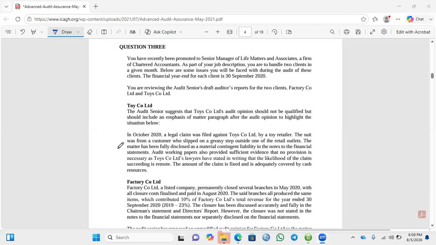For Toys Company Limited, the audit senior suggests that the audit opinion should be qualified, but should include an emphasis of matter paragraph after the audit opinion to highlight the situation below. In October 2020, a legal claim was filed against Toys Company Limited by a toy retailer. The suit was from a customer who slipped on a greasy step outside one of the retail outlets. The matter had been fully disclosed as a material contingent liability in the notes to the financial statement.